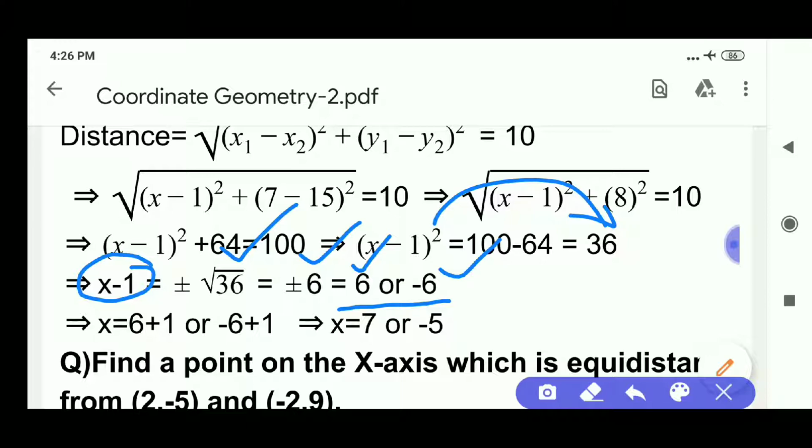If x minus 1 is 6, then x is 6 plus 1. If x minus 1 is minus 6, then x is minus 6 plus 1. That means the answer for x is 7 or minus 5.